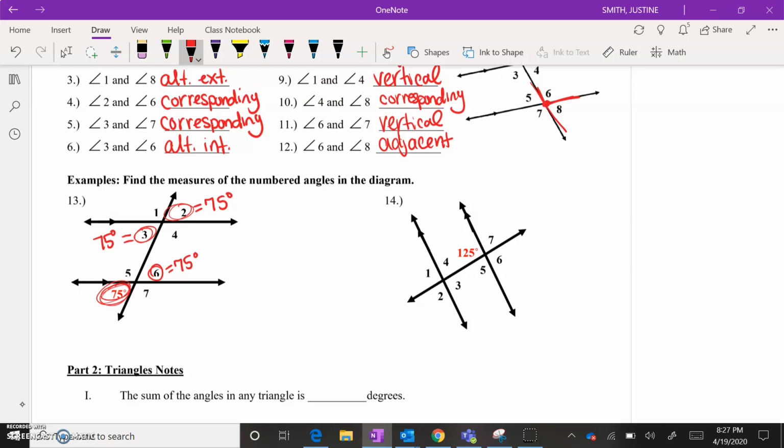All right, so now I'm going to have to use something different here. So now I'm going to say, okay, let's just say this 75 and angle 7, these are supplementary angles because they form this straight line here. So they have to sum to 180 degrees, which means that this is 105 degrees.